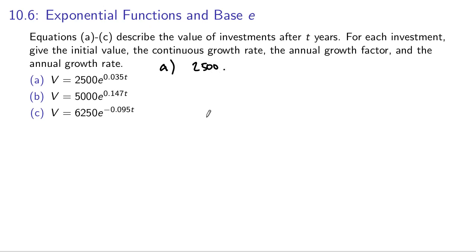The continuous growth rate is directly described here, e to the 0.035. So 0.035 is a rate. So if we want to describe it as a percent, we can. 3.5% is the continuous growth rate. The annual growth factor would be e to the 0.035, which our calculator can find.